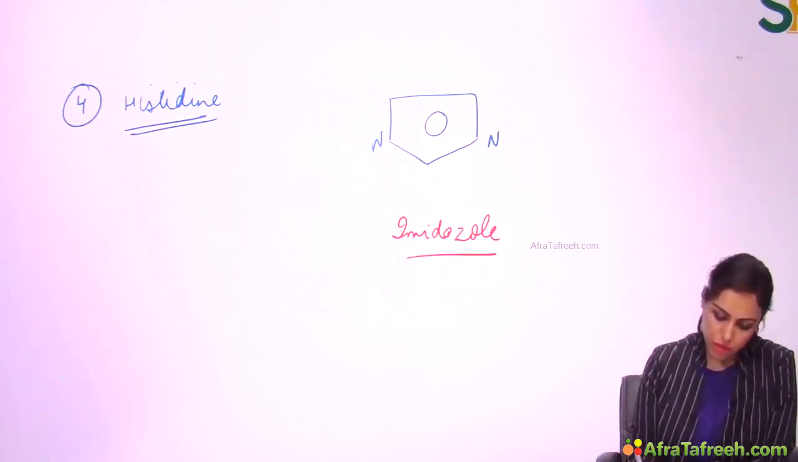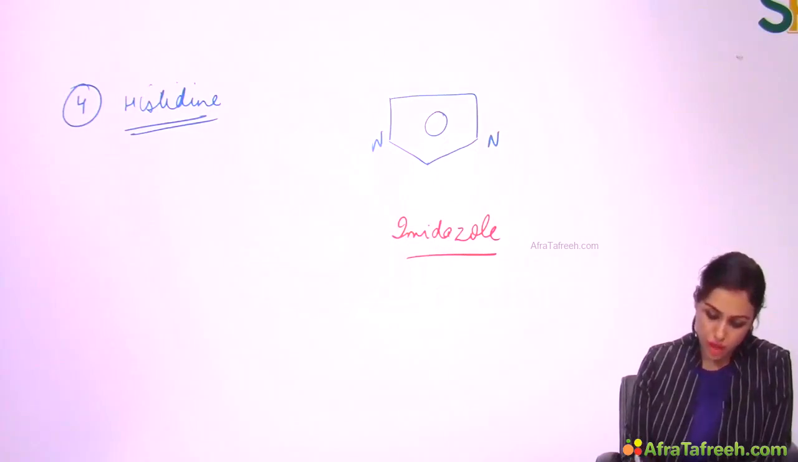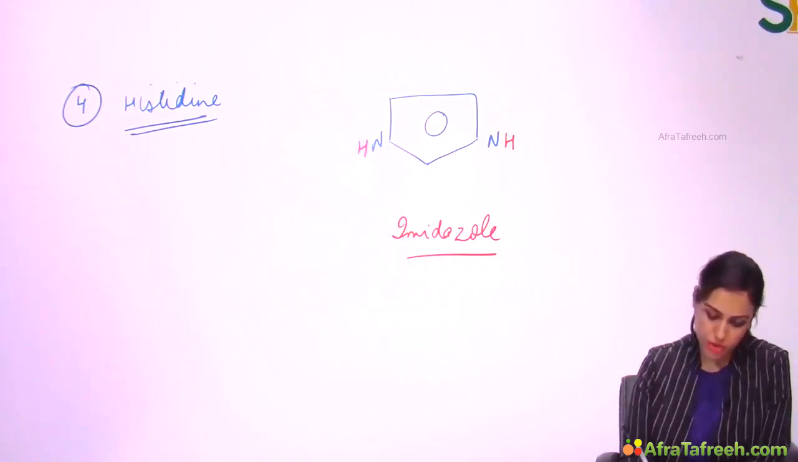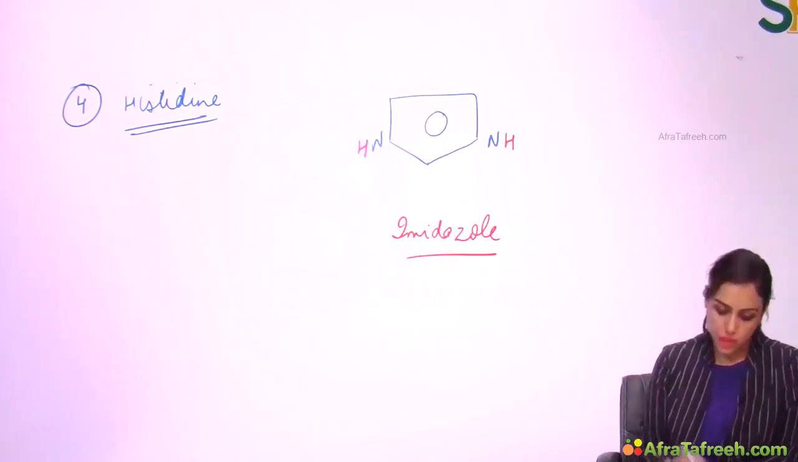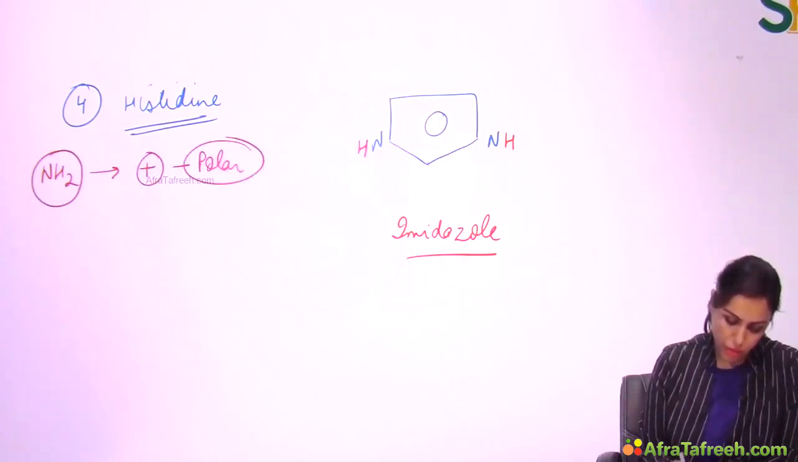And see, the valency of nitrogen is 2. Now see the structure of this ring. Valency of nitrogen is 3. 2 valencies are already occupied in the ring, so that we have space for 1 hydrogen. And here also it is NH. So I told you the basic point that whenever a compound has amino group, that compound will be ionized to give positive charge, so that compound will be polar, right?